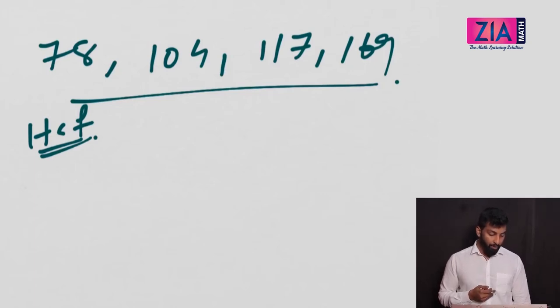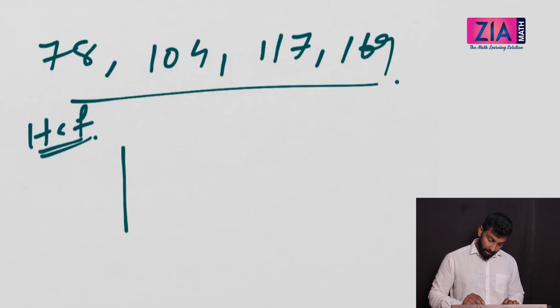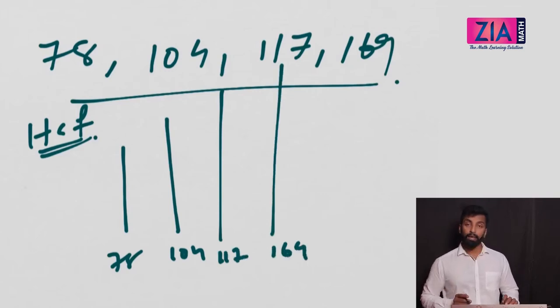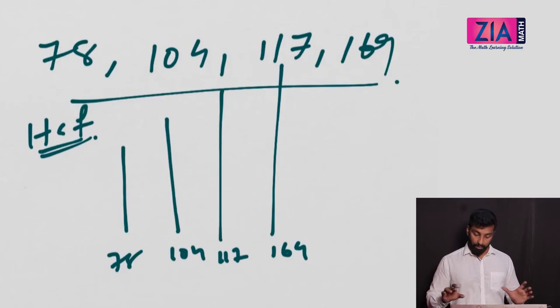What is the maximum number of pieces that can be cut? Okay, so what I'm looking for is, see, I have four different rods with different lengths. This is of 78, this is of 104, this is of 117, and this is of 169, right? I need to cut all the four rods into equal size so that there should not be any wastage.